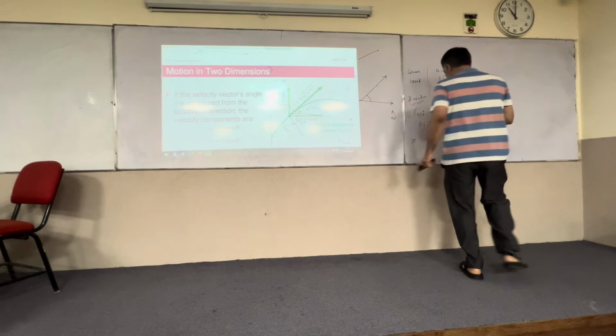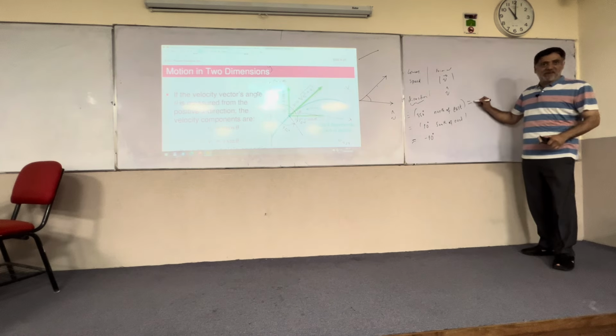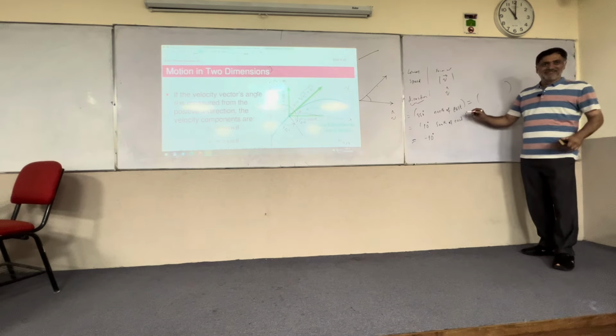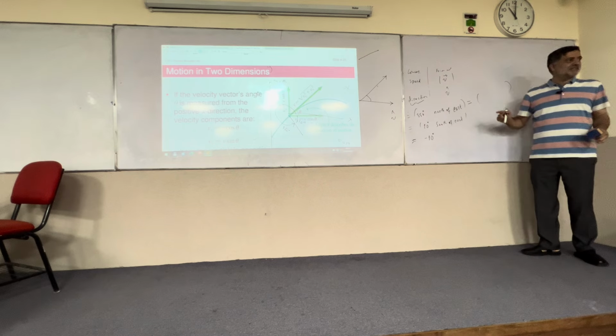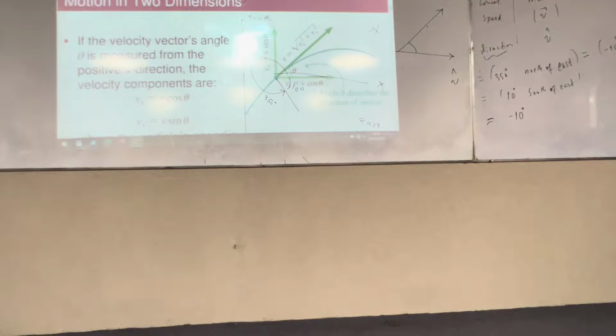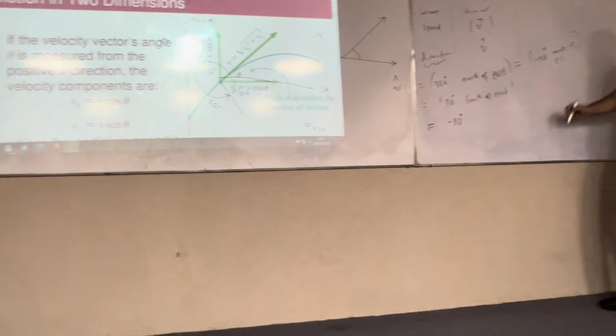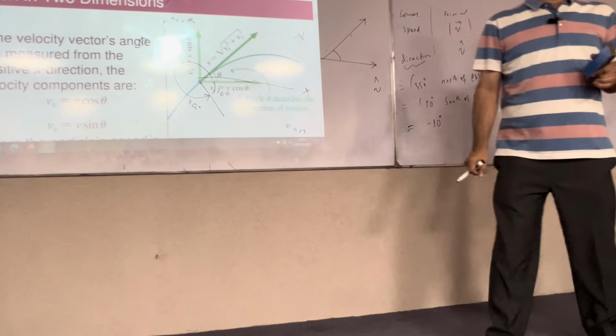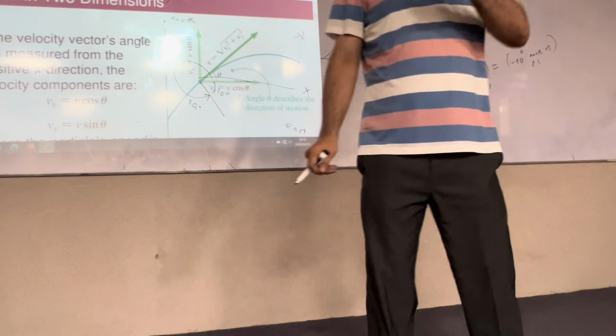So -10 degrees. So basically 350 degrees north of east is the same as -10 degrees again north of east, because I want the negative sign to just do the job for me. I don't want to repeat the thing.